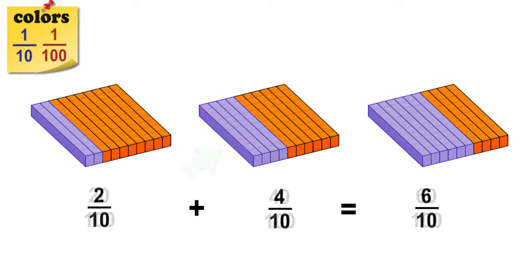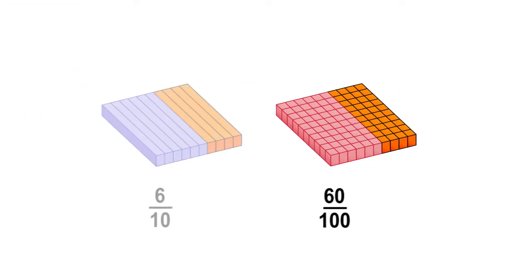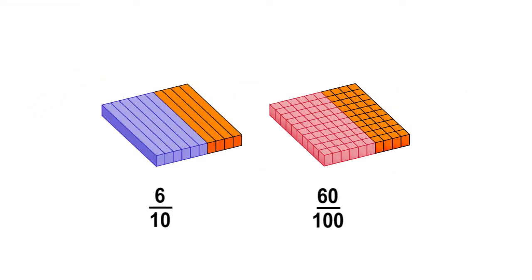Alternatively, we could change 4 tenths into hundredths. This makes our equation 20 hundredths added to 40 hundredths, which is equal to 60 hundredths. Another possible solution is 60 hundredths. We can verify our solutions by looking at both possible sums, 6 tenths and 60 hundredths. Both are represented by 6 full columns on the corresponding grid and are equivalent fractions. We can therefore feel confident in our solution.